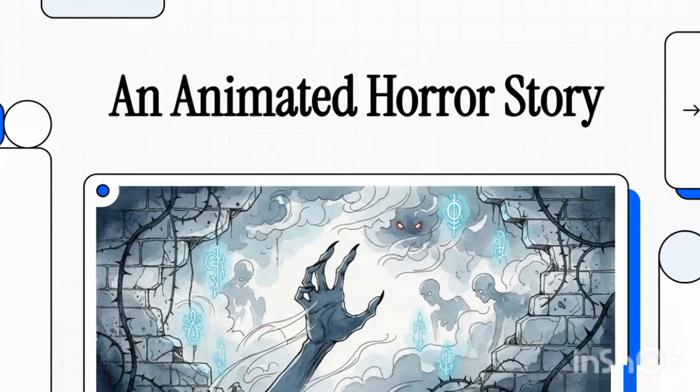So what makes a scary story really get under your skin? It's rarely about the jump scares, right? It's the atmosphere. It's that slow burn tension. And in this breakdown, we're going to deconstruct an animated horror story to see exactly how it uses every single tool in the animator's toolbox to turn one person's terrifying encounter into a nightmare that feels like it could happen to any of us. Let's get into it.